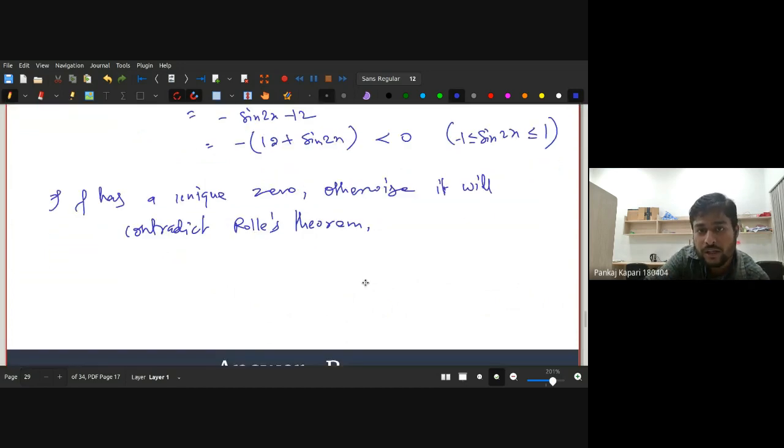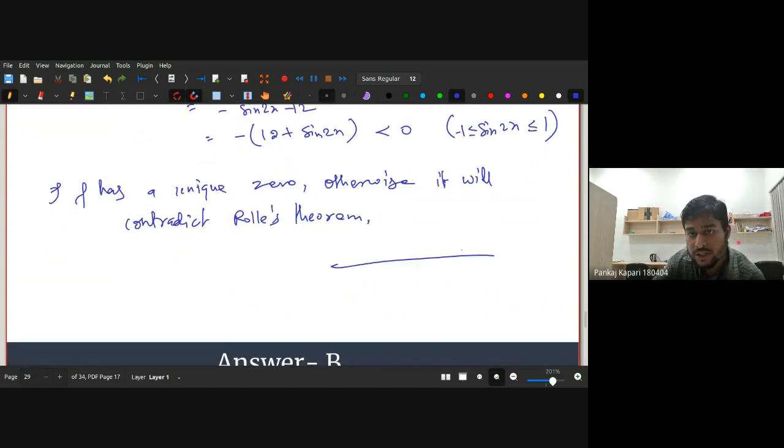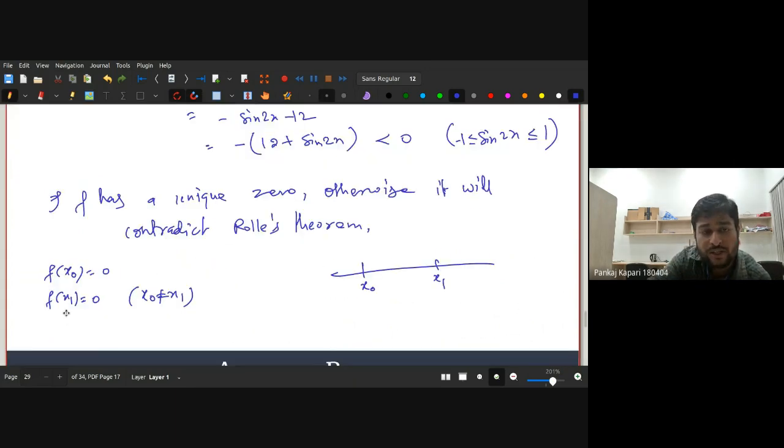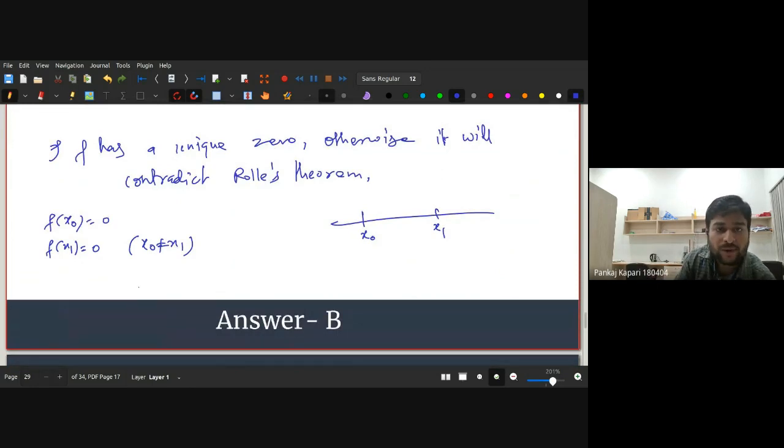How will it contradict Rolle's theorem? Because I have already explained this once before. At x0 the function becomes 0, and assume that at x1 the function also becomes 0 at some point. So f of x0 was 0. Assume there is another zero such that x0 is not equal to x1, and the function is differentiable, right? This is just a combination of cos and a polynomial function.